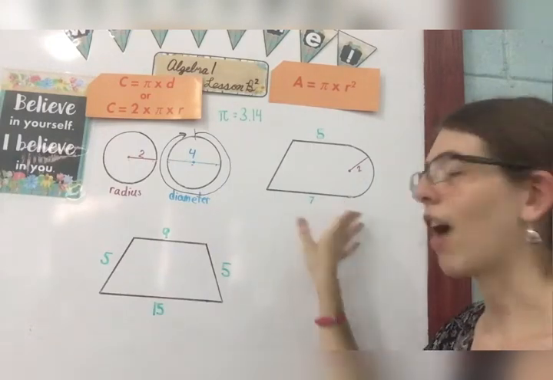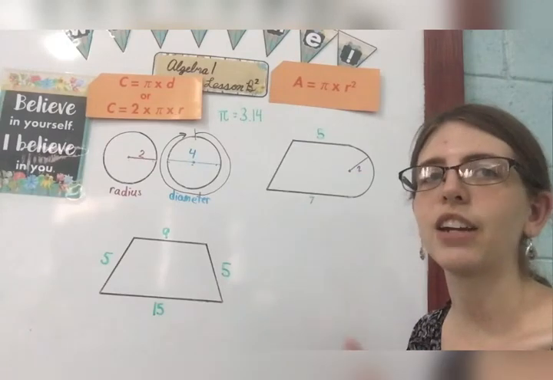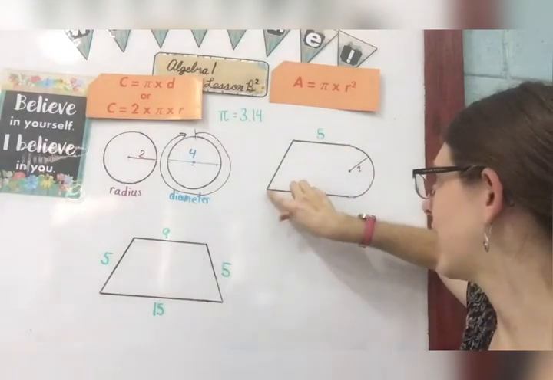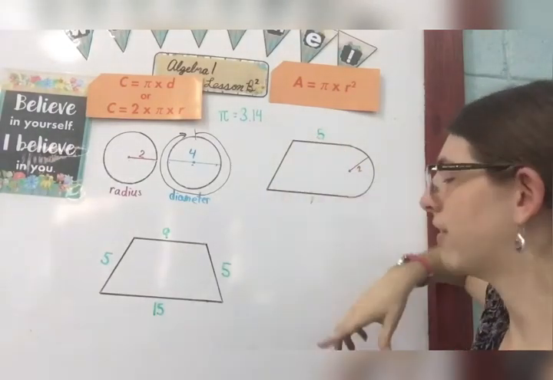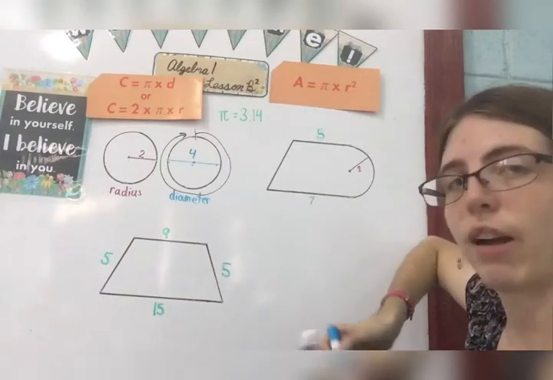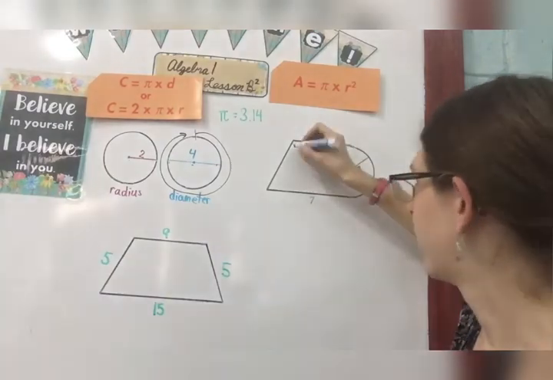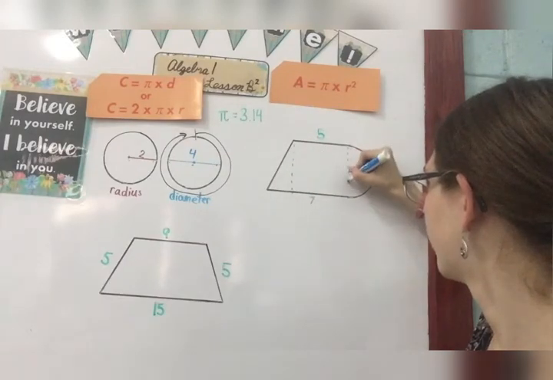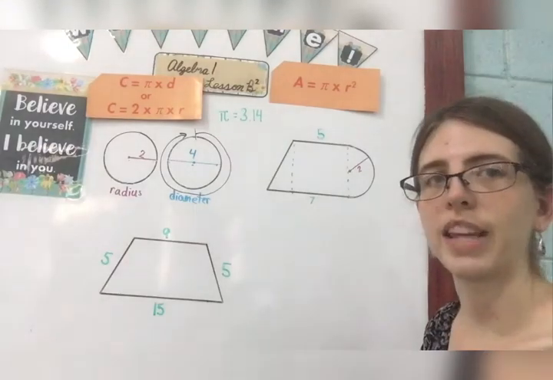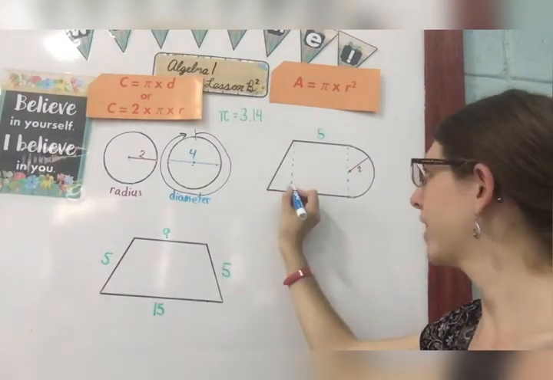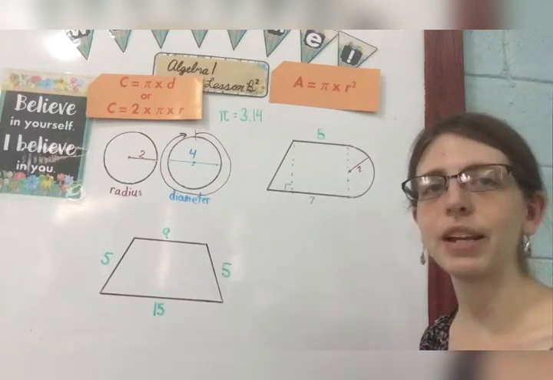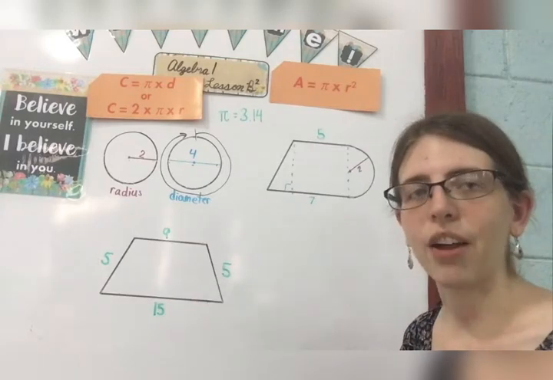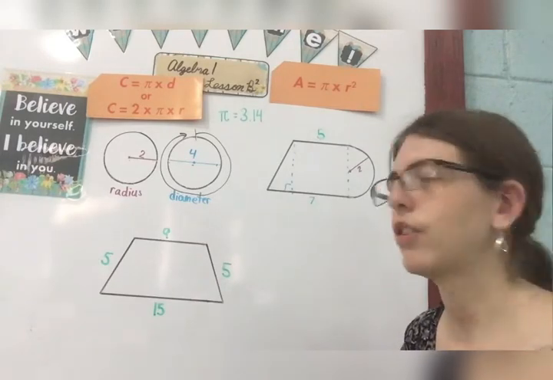Looking at this figure, I have to divide it into pieces that I know the formulas for. I can see that this is not a rectangle right here, so I'm going to divide it so that it becomes more of a rectangle. Now I have a rectangle here. There's my rectangle. I'm left with a triangle over here, and I have a semicircle over here. Remember that a semicircle is half a circle. I'll find the areas of each piece and add them together for the total area.